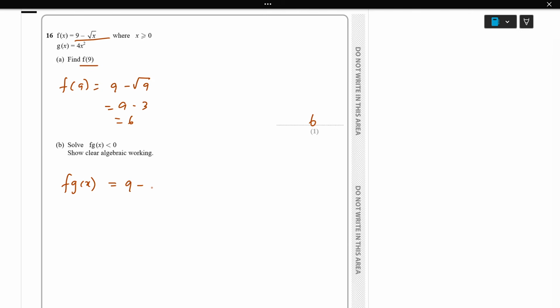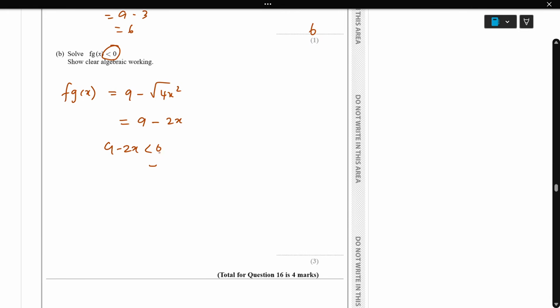Next, f g of x less than 0. So we are going to substitute g in f. So f g of x, instead of x we have to put g of x, 4x squared, which is 9 minus, when you take the square root, 2x. Okay, so the condition is less than 0, so 9 minus 2x is less than 0.